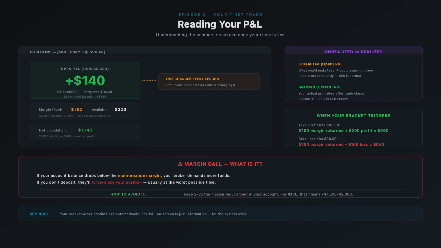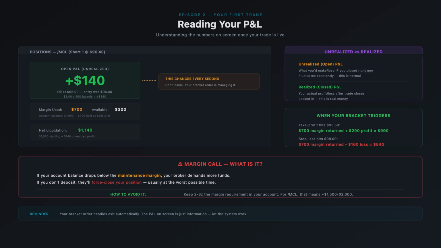Once your trade is live, you need to understand what you're looking at on screen. Let's break down the key numbers. Open P&L, or unrealized P&L, is your current profit or loss if you were to close the trade right now. This number fluctuates in real time as the price moves. If you sold at $96.40 and oil is now at $95, your open P&L shows plus $140. If oil is at $97, it shows minus $60. Don't panic over every tick. The number will bounce around constantly. That's normal. Your bracket order is managing the risk for you.